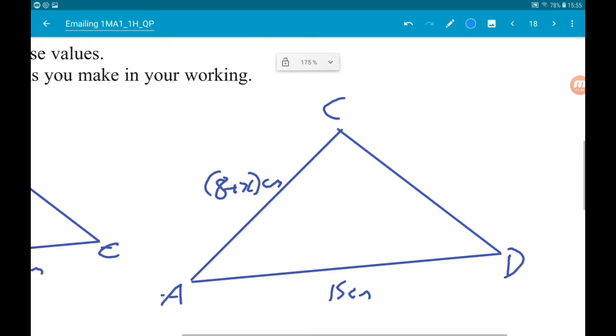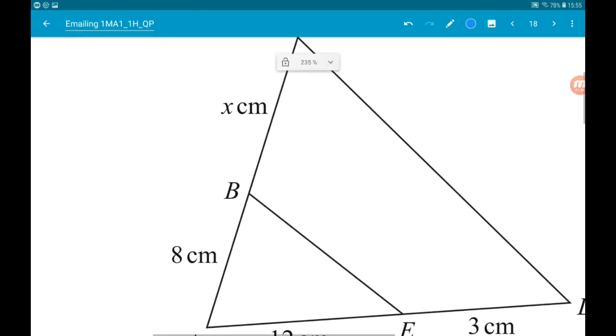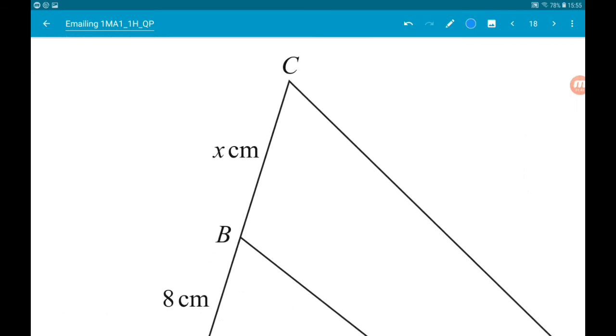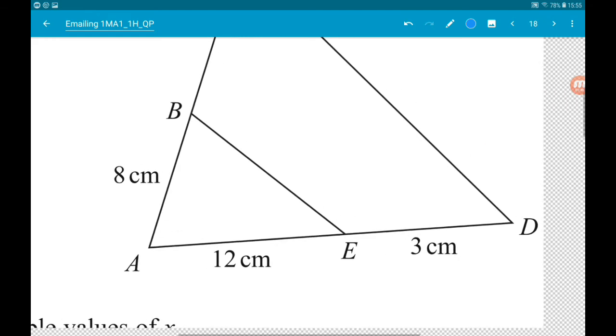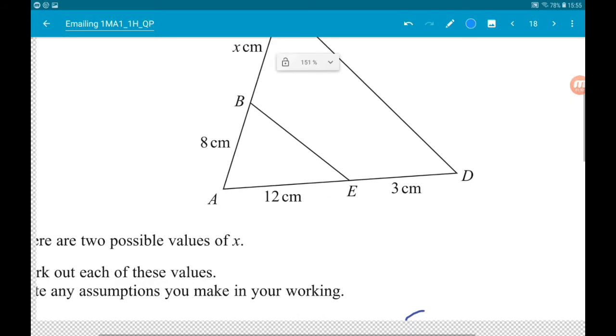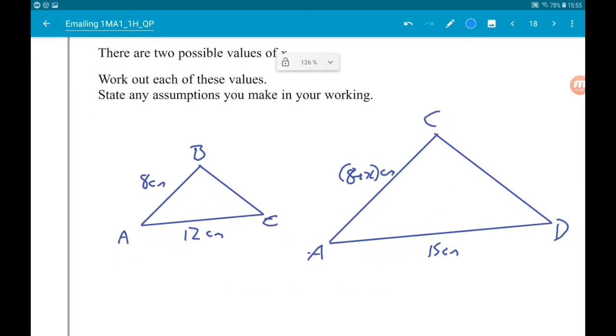So first up, I've made separate sketches of the two triangles. So the lengths on the big one are these guys added together. So the length AC is 8 add x, and the length AD is 12 add 3, which is 15. So, to get a scale factor, we divide the length of the big shape by the length of the small shape.